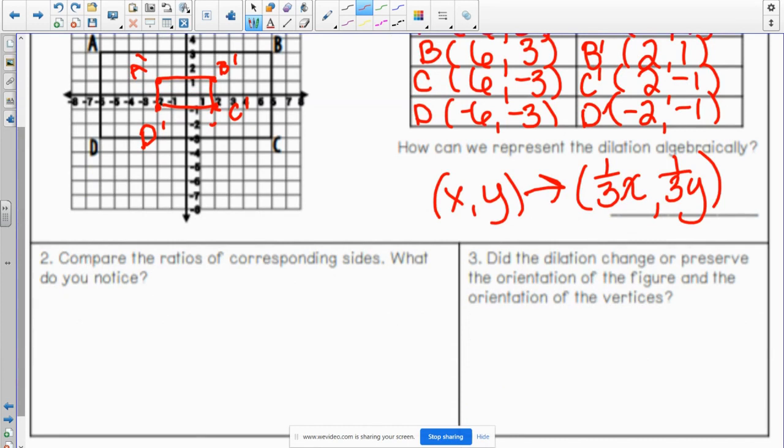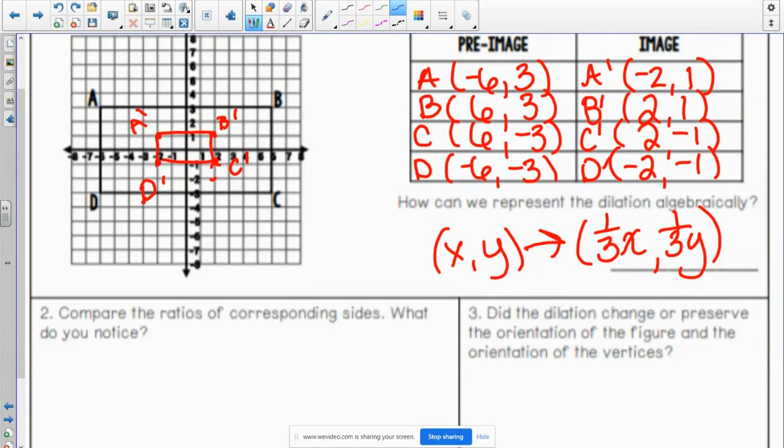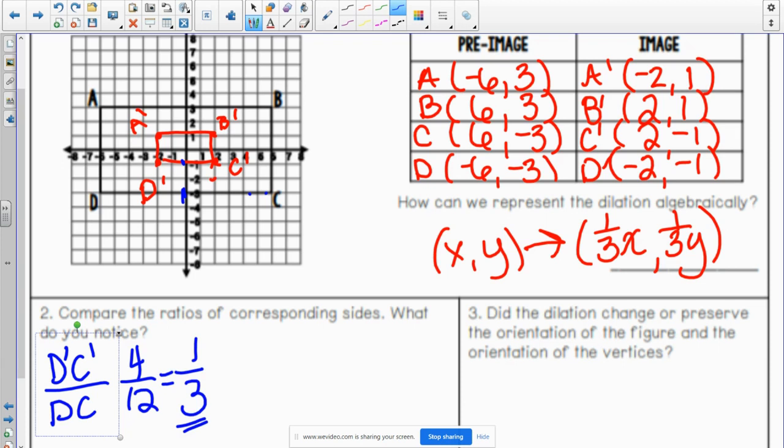Okay, compare the ratios of the corresponding sides. What do you notice? So I'm just going to pick, let's go DC, this big side here, and D prime, C prime. So I'm going to put D prime, C prime on top, DC on the bottom. Remember, it's new over original. D prime C prime is 1, 2, 3, 4 length. DC is 1, 2, 3, 4, 5, 6, 7, 8, 9, 10, 11, 12. Well, if I take 4 and 12, the common factor is 4, so we can divide by 4, which would leave me with 1/3, which shouldn't shock you because that is our scale factor. You could check AB, but of course AB and CD are the same exact length because it's a rectangle.